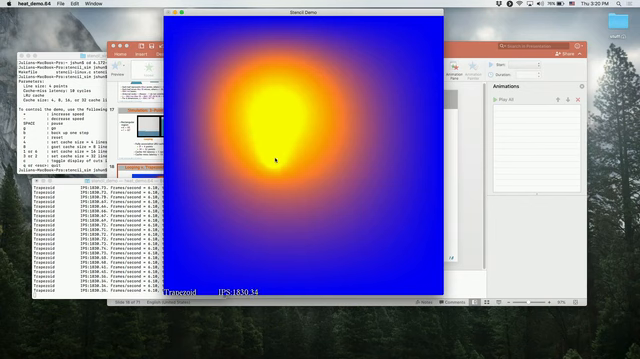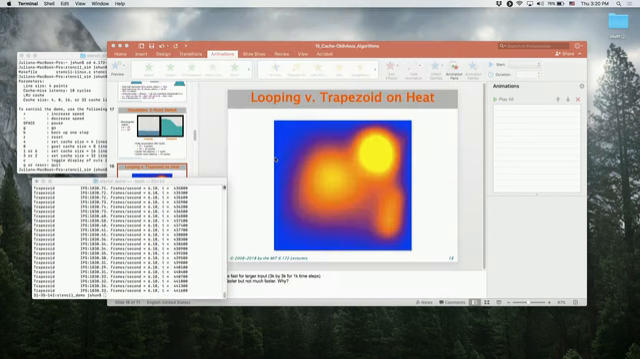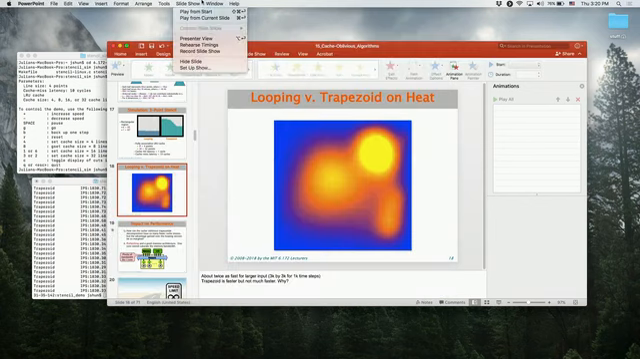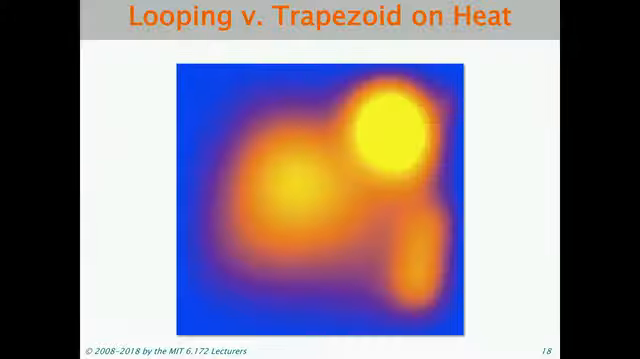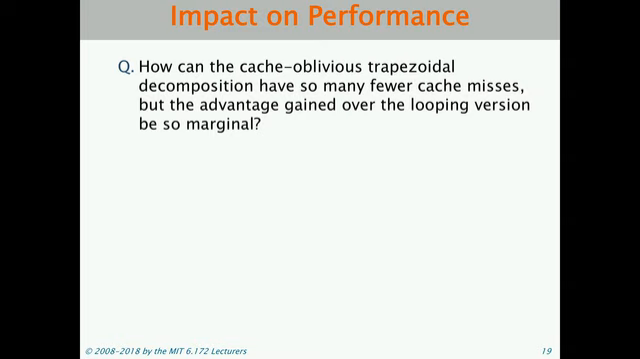All right, so let's look at why this is the case. It turns out that the hardware is actually helping the looping code. So the question is, how come the Cache-Oblivious trapezoidal code can have so many fewer cache misses, but the advantage gained over the looping version is so marginal?